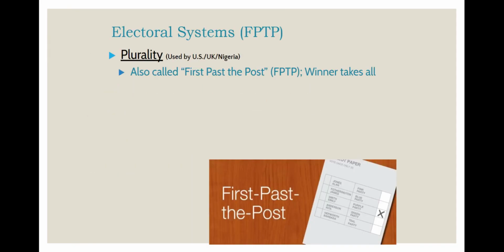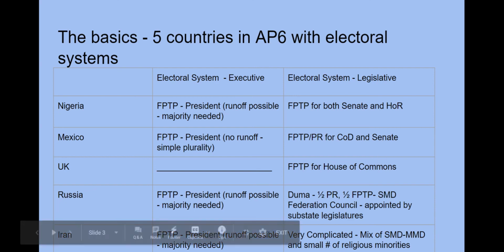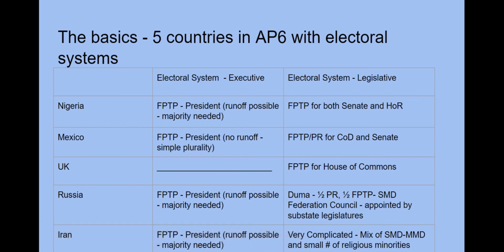Heading back to our two countries, Nigeria uses a first past the post system for its executive elections to elect its presidents. A runoff is possible if the winner of the first round doesn't get 50% and at least 25% in each state. They also use first past the post for all their Senate and House of Representatives races. Mexico uses first past the post for its presidential elections, with no possibility of a runoff. It is simple plurality, so we've seen presidents win with 40% or less.